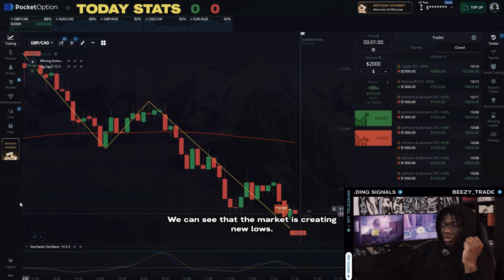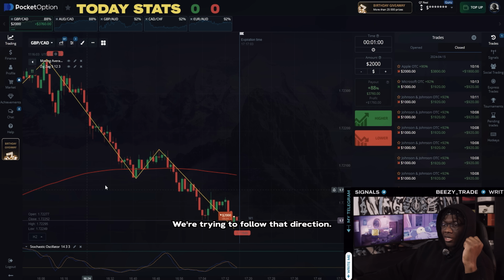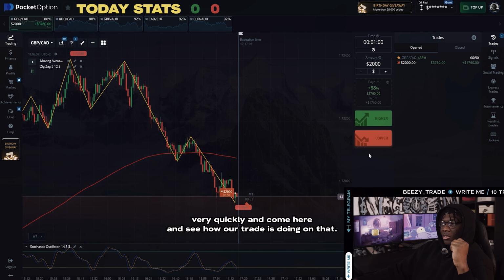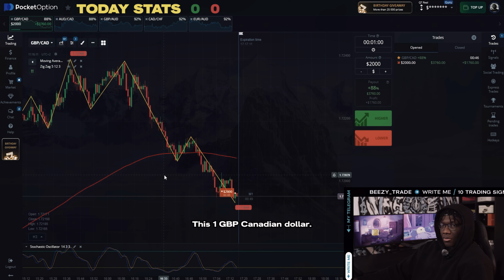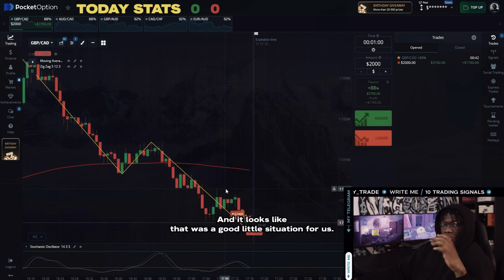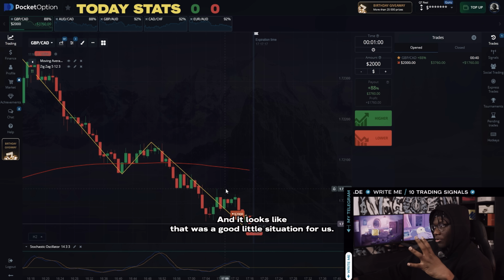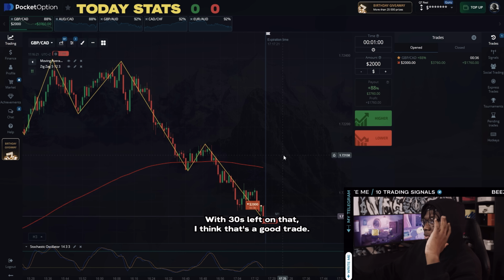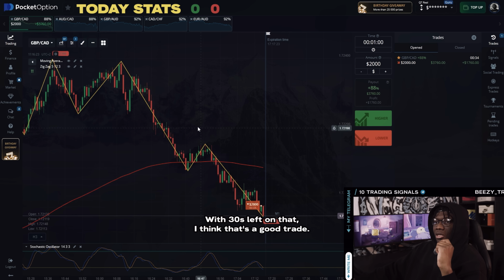We can see that the market is creating new lows, and we're trying to follow that direction. We enter into that trade very quickly and come here to see how our trade is doing. That's on British pound, Canadian dollar, and it looks like that was a good little situation for us. We're able to enter and make some money out of that as quickly as possible. With 30 seconds left on that, I think that's a good trade.